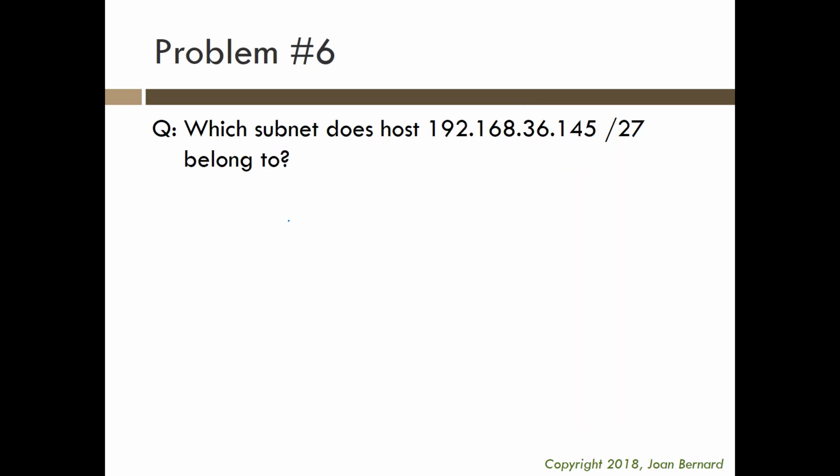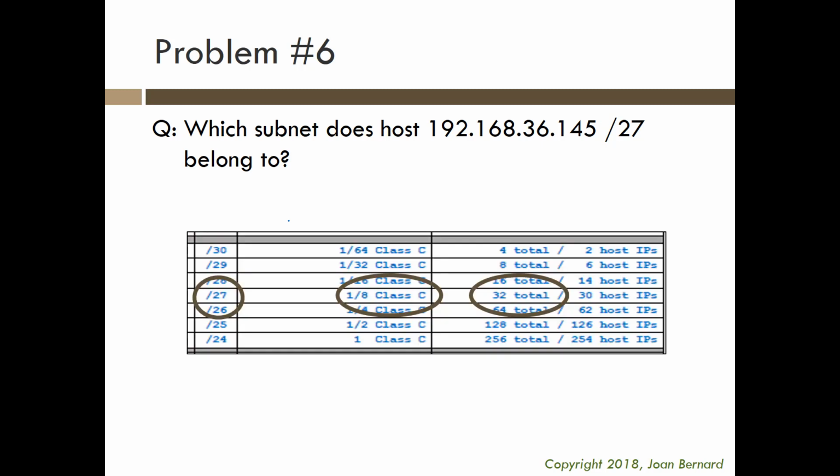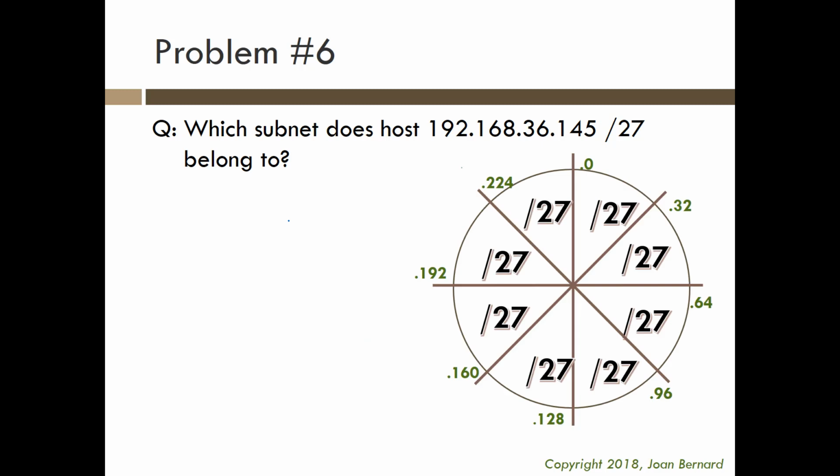All right, problem 6. Which subnet does the host 192.168.36.145/27 belong to? Very, very similar to our last problem. We know that a /27 is an eighth of a class C, so there are going to be eight subnets, with 32 total IP addresses in each. So we bring back that wheel to help us visualize.